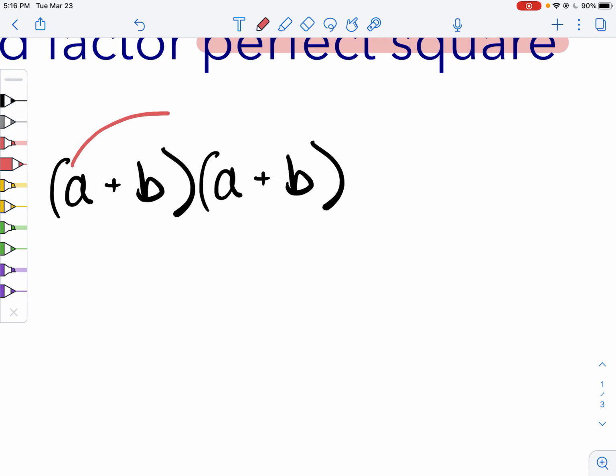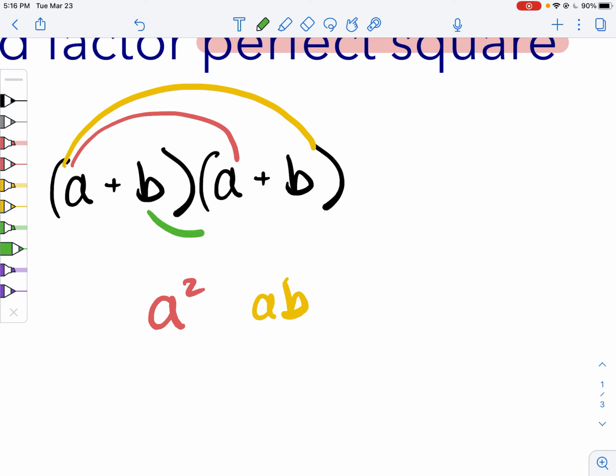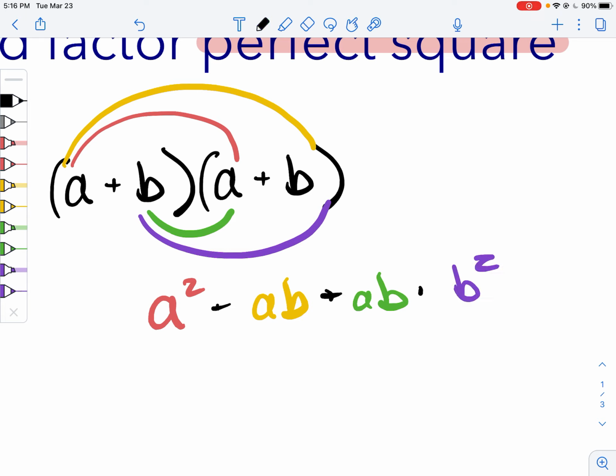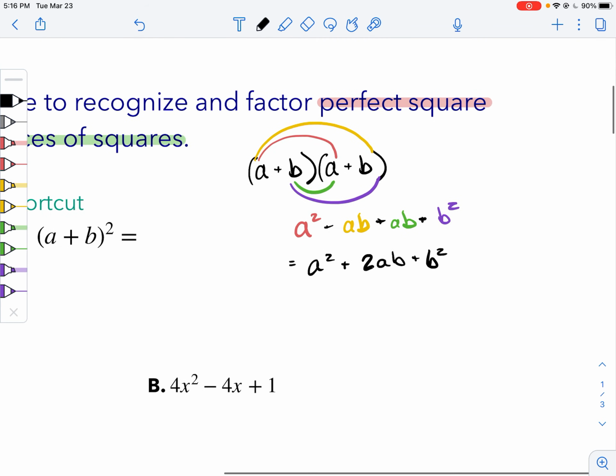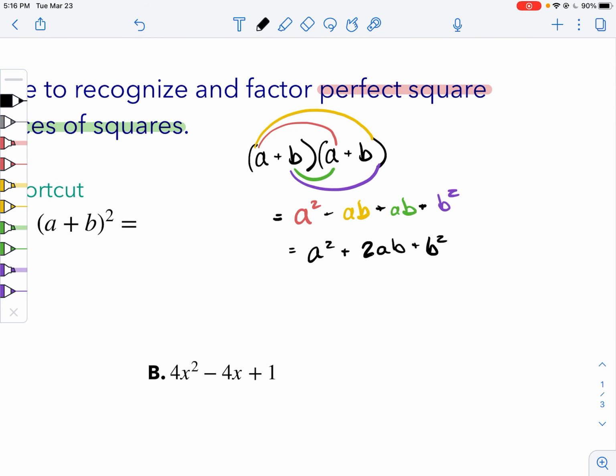And we used FOIL to do first, which is A squared, outside, which is A times B, inside, which is B times A, which is the same thing as A times B, and last, and that's B squared. And then we added those all up to get A squared plus 2AB plus B squared. Well, we're going to do that but backwards today.